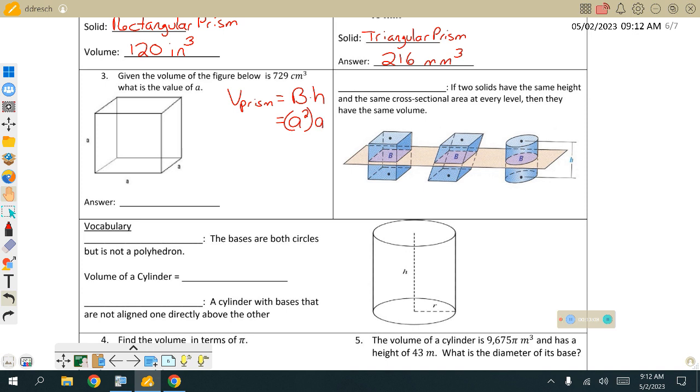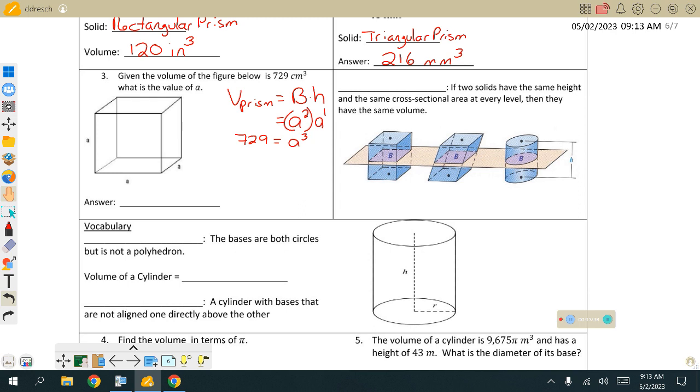All right, let's go back to like 6th grade. What's A squared times A to the first give you? A cubed. That's your exponent skills. This is what we call our product rule from 6th grade. A cubed equals the given volume. So now I'm asking you, what times itself 3 times gives you 729?